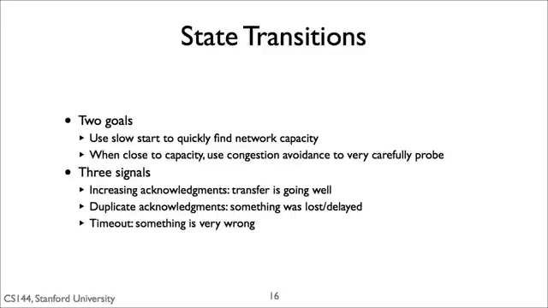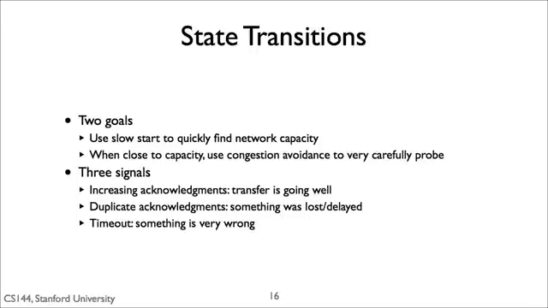So we have these two states. The first, slow start, allows TCP to quickly find the available network capacity. For example, suppose the network can support a congestion window of 40 packets. Waiting 40 round trip times to reach this value would take too long. But when we're close to the network capacity, we want to use congestion avoidance to more carefully probe using additive increase. So how should we choose to transition between these two states?